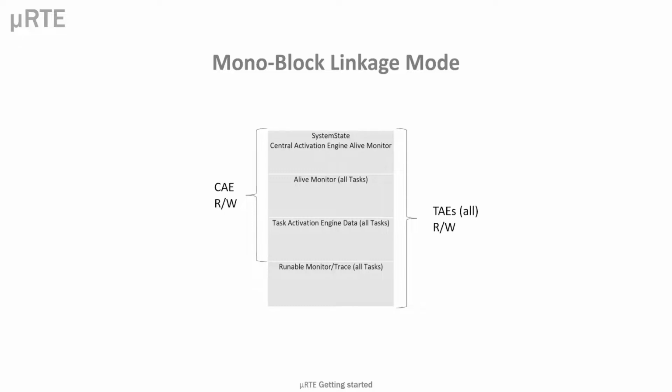The advantage of this linkage mode is that the system task as well as the task activation engines, or the tasks, only need a single entry for the MPU configuration for the RTE, which can be very handy if you have constraints in your hardware or in your operating system, if you simply do not have that many slots for your memory protection. However, there is no memory separation at all, and all states can be read and modified also from the runnable context. So if a runnable, for example, for some reason would be aware of the address of the system state, then it could simply change that because there is no memory protection in place.